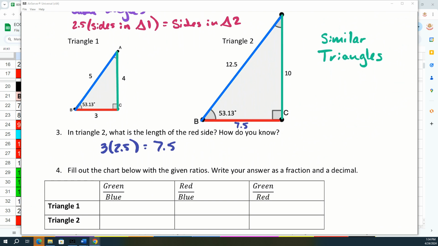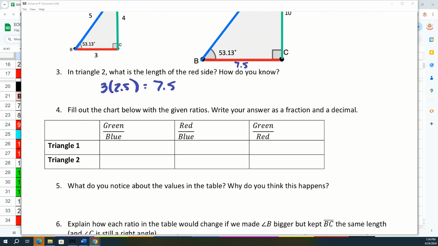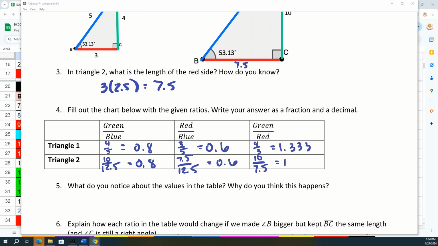Glad you're paying attention though, that's great. All right, so when you're done with your fractions, just go ahead and fill in those decimals for me, please.